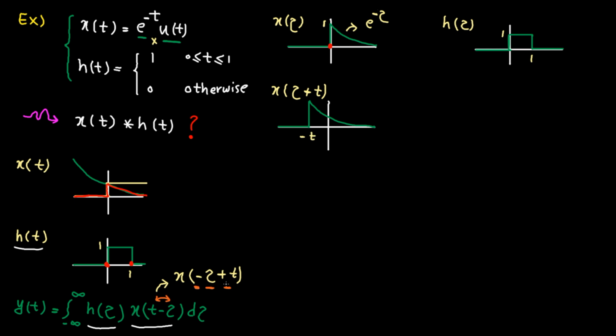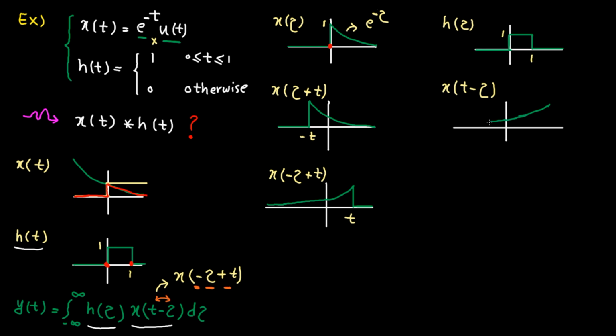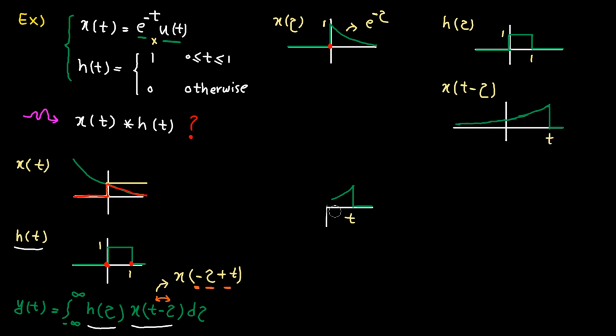Finally, we apply time scaling by reflecting the signal with respect to the y-axis. Minus t goes to t. Let me change the order again to be consistent with the integral and plot it under h of tau. We don't need all this stuff anymore.